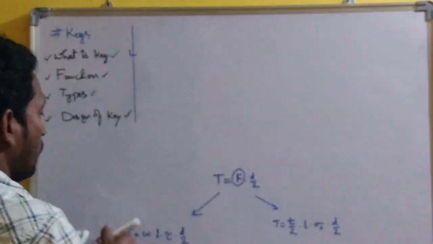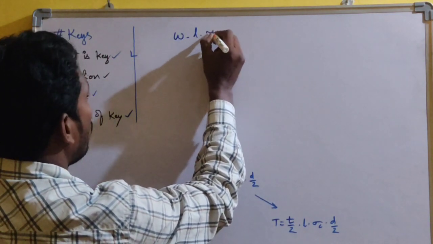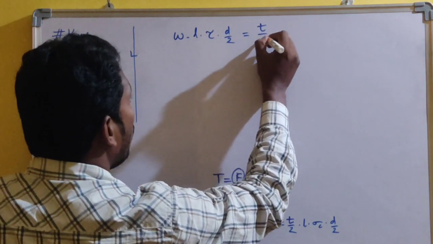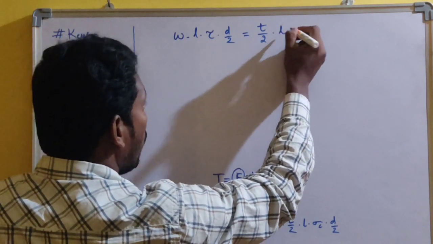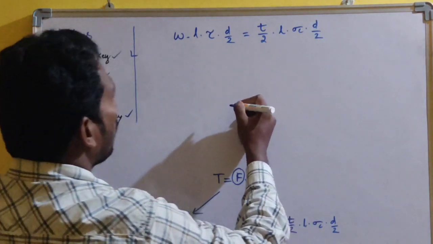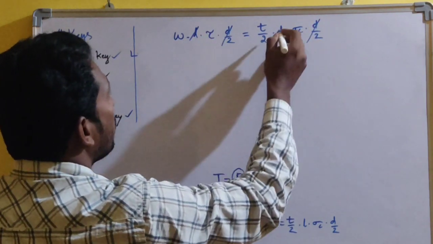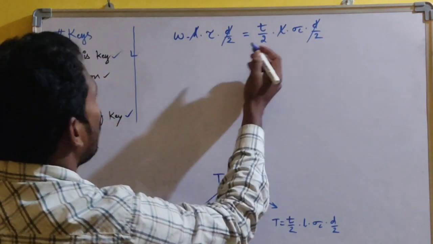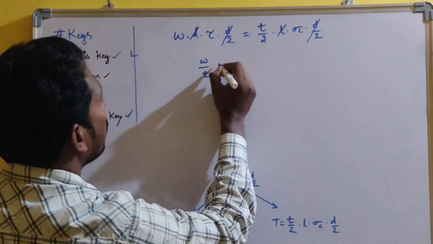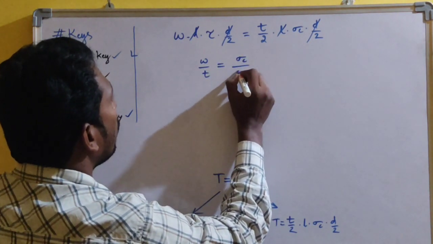So by equating these two things, let us see: W into L into tau into d by 2 is equal to T by 2 into L into sigma C into d by 2. Okay, so d by 2 cancels and L cancels. Then the relation becomes W by T is equal to sigma C divided by 2 into tau.